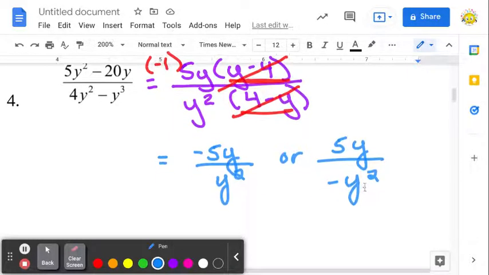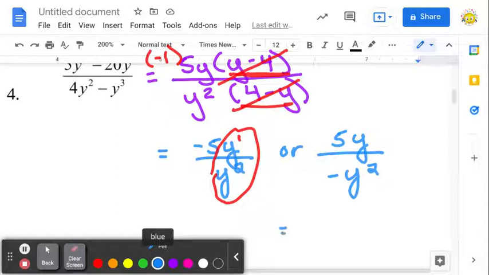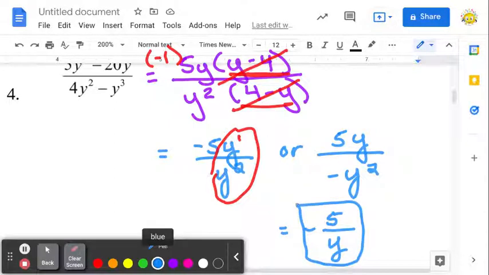And the reason why I said that is because I can simplify this a little bit. A y to the 1 over a y to the 2. So our simplified version, I'm going to put the negative right smack in the middle. 5 over y to the 1. And that is your simplified answer. Now, these were monomials. There were no plus or minus signs. That's why I could break that up.